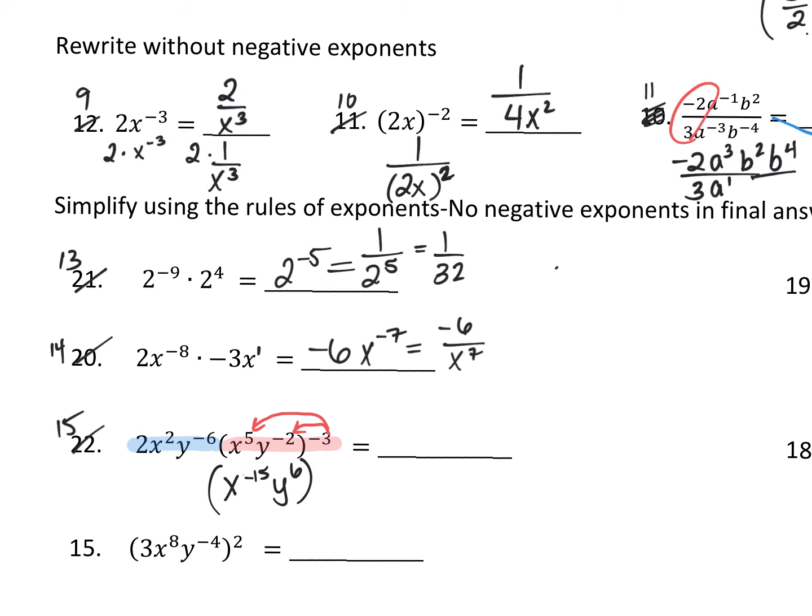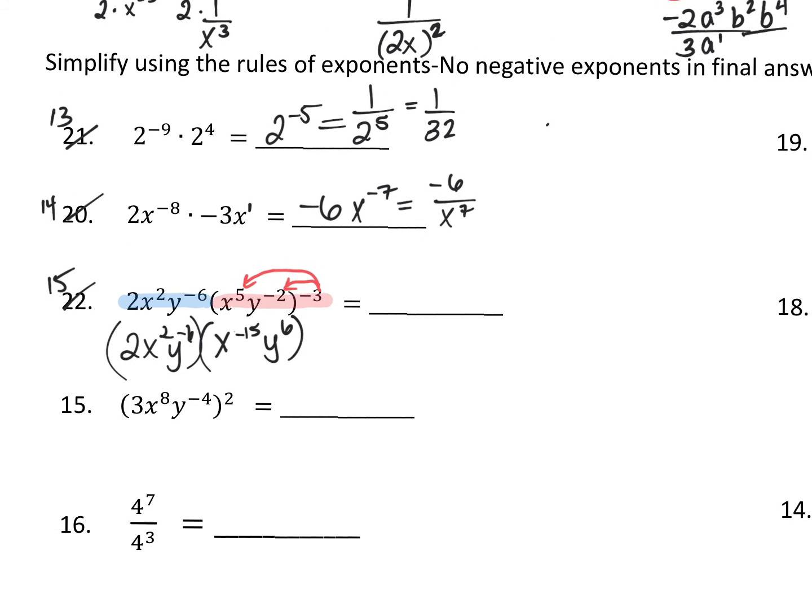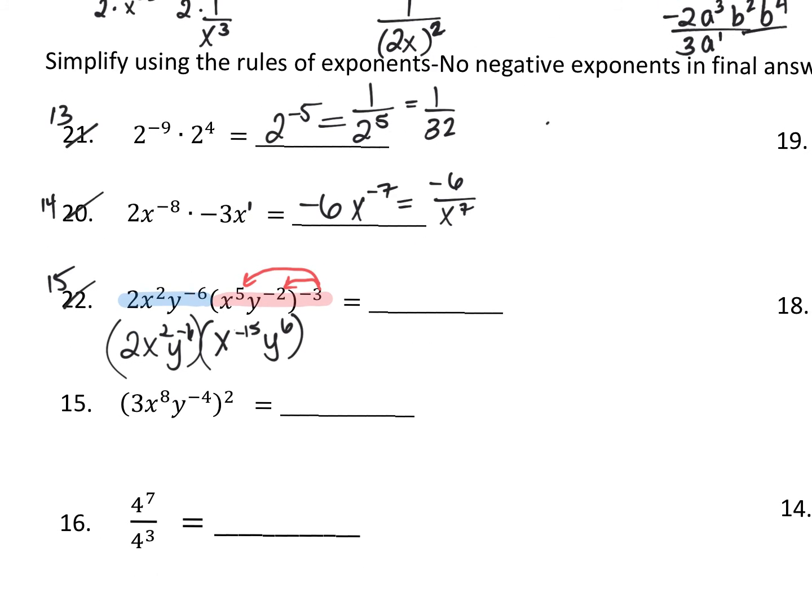That we're multiplying by 2x squared, y to the negative 6. Now I can write this with positive exponents. 2x squared over y to the 6th times y to the 6th over x to the 15th. So all I did was move my negative exponents into the denominators. And now I can simplify.